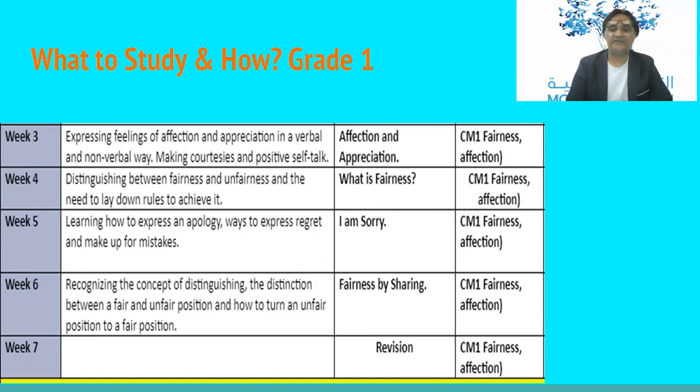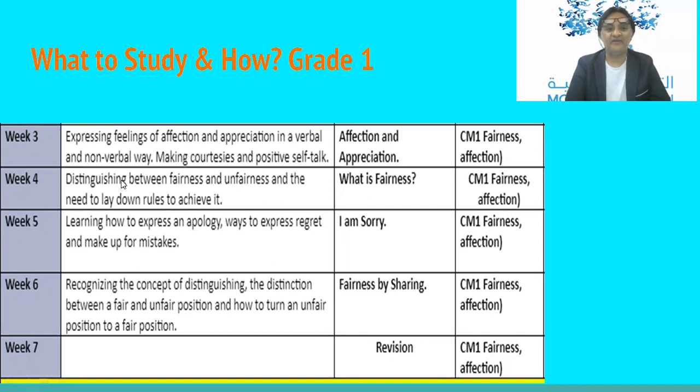From grade 1, you have to read the grade 1 book, chapter 1. These are the concepts and skills of grade 1, and the subdomain is fairness and affection. Expressing feelings of affection and appreciation in a verbal and non-verbal way, making courtesies and positive self-talk. This is a concept and skill. Once you read fairness and affection from grade 1, these concepts and skills will be clear.